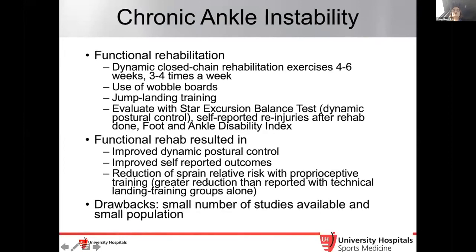So with chronic ankle instability, you can still do very well with functional rehab, and there was a good meta-analysis that examined this, and they found that improved dynamic postural control was achieved, along with the athletes feeling more confident and comfortable with their outcomes, that they could play and not be worried about their ankle. And also it reduced the sprain risk down the road. But a lot of the studies are still small, so there's definitely work to be done.